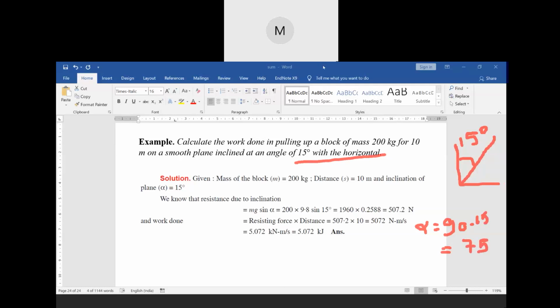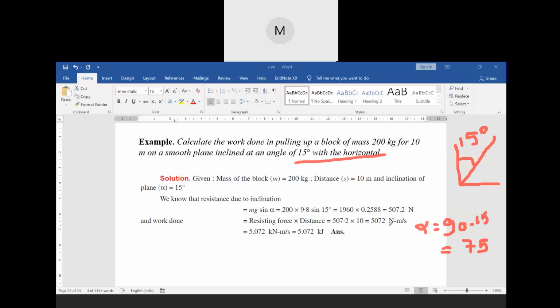Did you understand now? Yes, sir. Here there is a unit issue. Mass is in kg and the distance is in meters, so we need to convert it. But here they do not convert it. Just calculation. Why convert it?